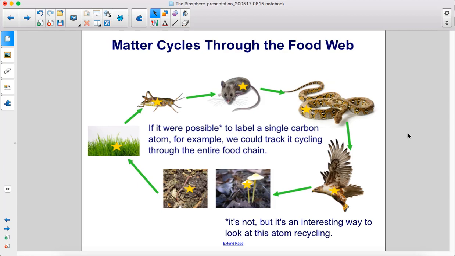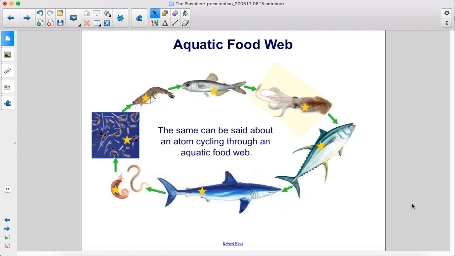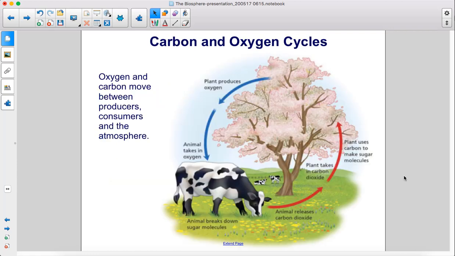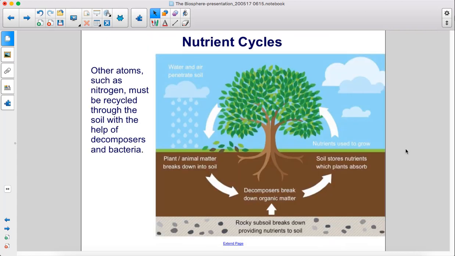If it were possible to label a single carbon atom, for example, we could track its cycling through the entire food chain. It's not possible, but it's an interesting way to look at this atom recycling. The same can be said about an atom cycling through an aquatic food web. Oxygen and carbon move between producers, consumers, and the atmosphere. Other atoms, such as nitrogen, must be recycled through the soil with the help of decomposers and bacteria.